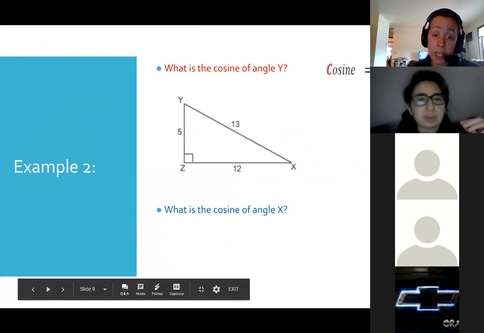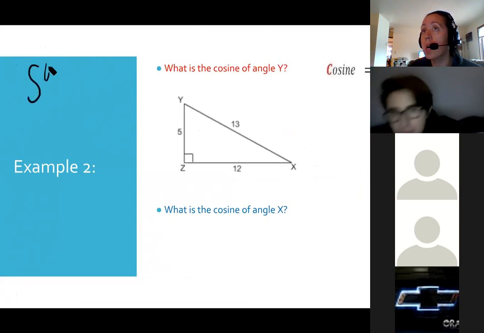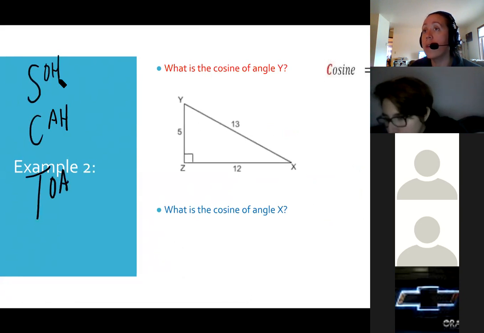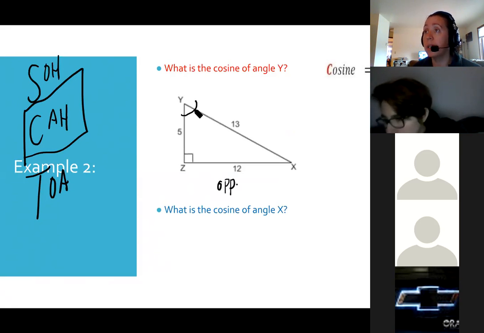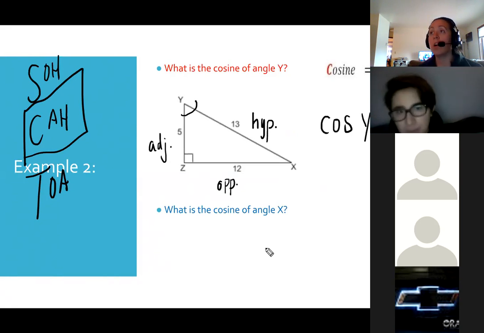Okay, so now we want to do cosine, okay? So that would be if I wrote SOH CAH TOA, that'd be the CAH. Cosine is adjacent over hypotenuse, so we're focusing on angle y. And my sides remain the same. 12 is the opposite. Adjacent is right next to it at that 5. And the hypotenuse is 13. So I'm going to write cosine of y equals, and it's going to be adjacent over hypotenuse.